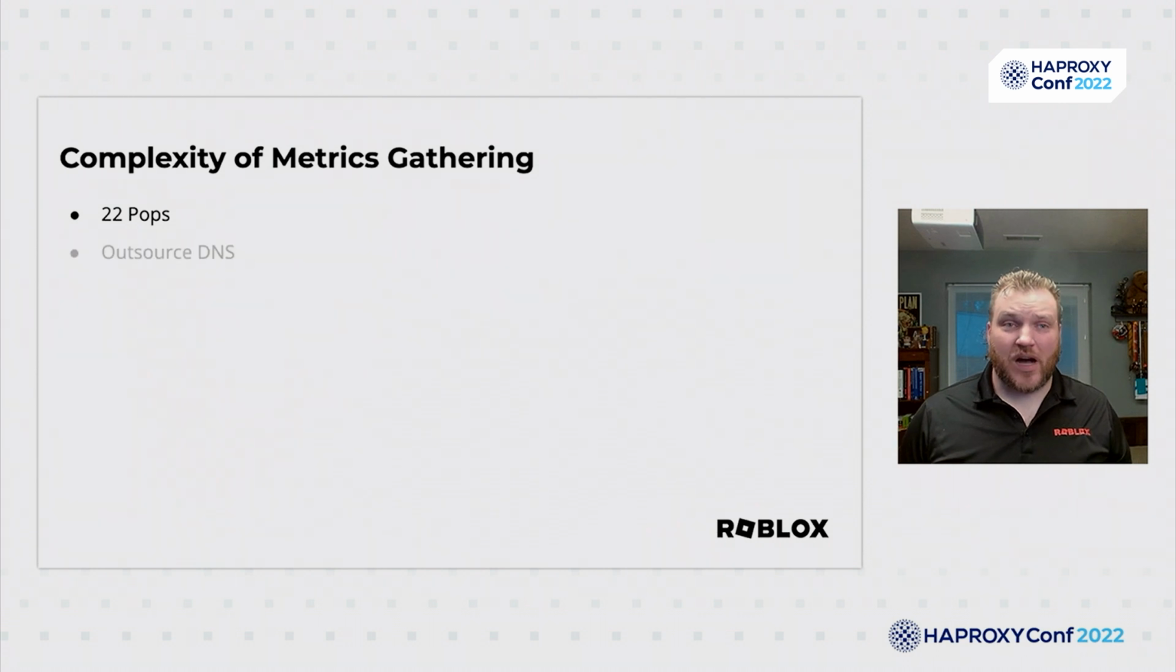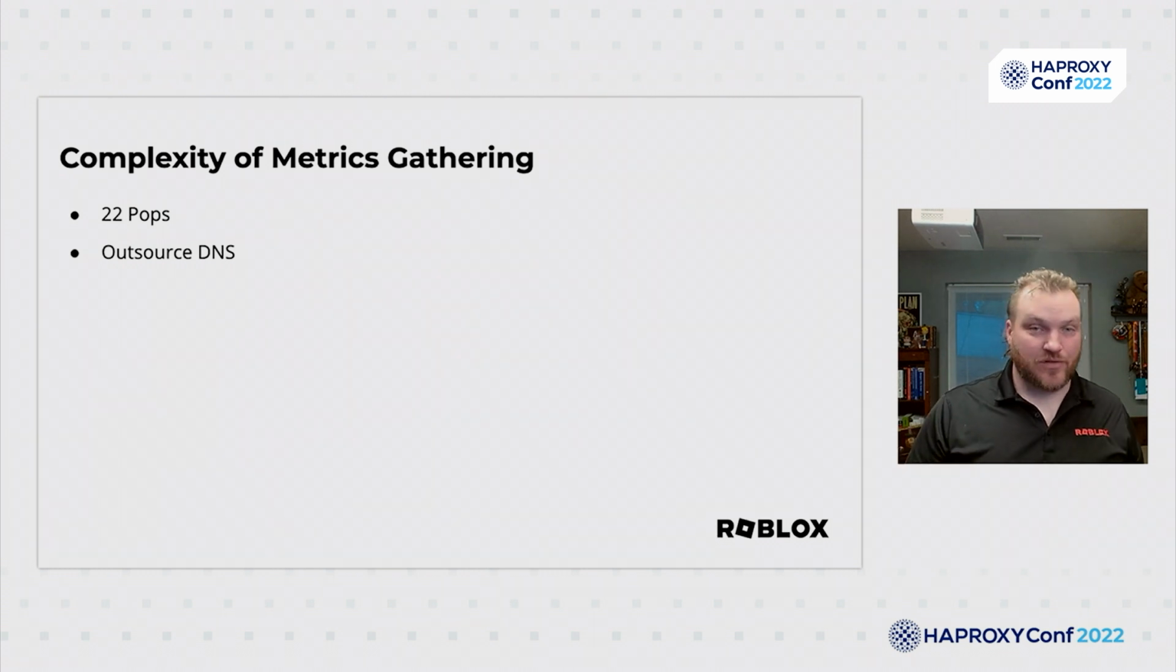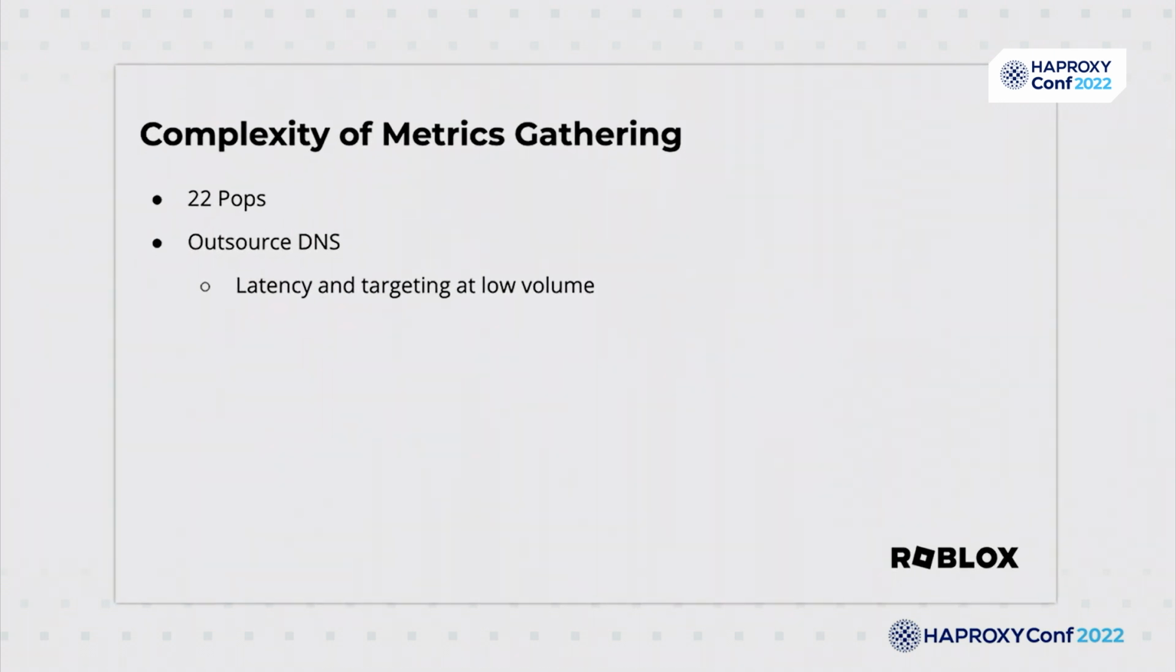We have 22 POPs, and as I mentioned, we outsource our DNS. Now, I don't really want to have a discussion of the benefits of using anycast versus unicast routing. Needless to say, we use unicast routing where each one of our POPs has a distinct IP, and we use DNS to determine the lowest latency for users at a given POP. This gives us a lot of fine-tuned control when it comes to serving players that otherwise we lose when people use anycast. So it is a latency and targeting system that NS1 has provided, called Pulsar.